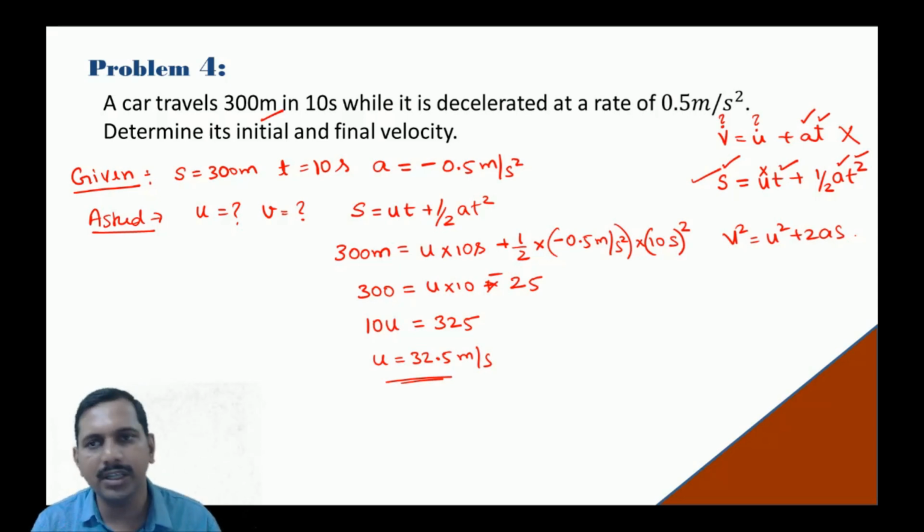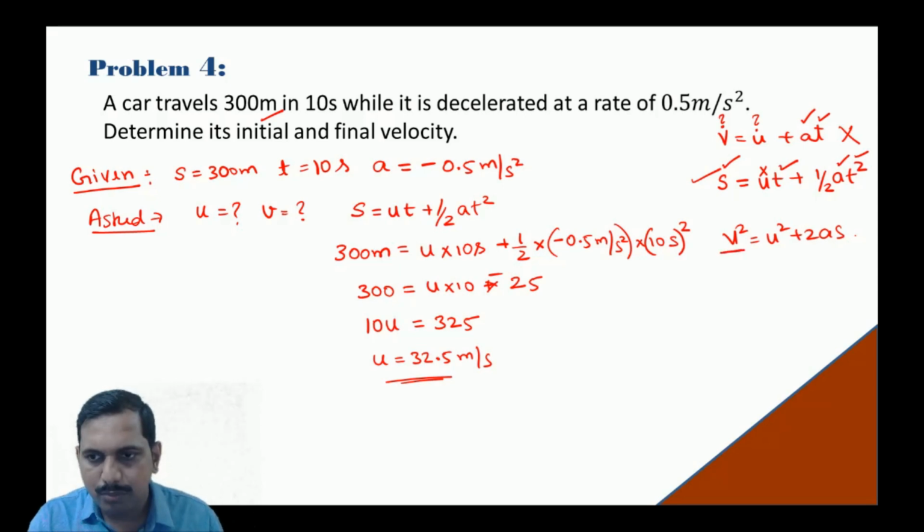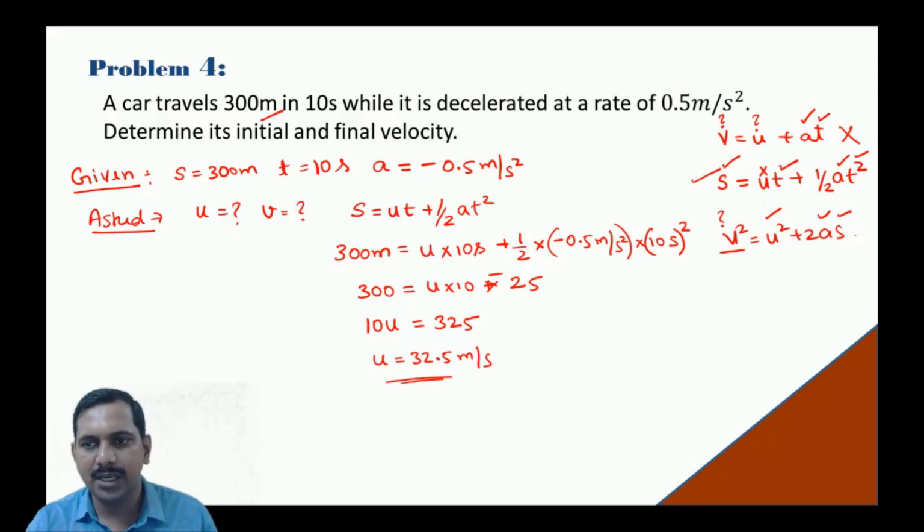Now how to find the final velocity? We could use this equation also, because v is not known but all the other things are known. We could use this equation, but here we have to deal with squares. Here we don't have to deal with squares, so the better equation is the first kinematic equation.